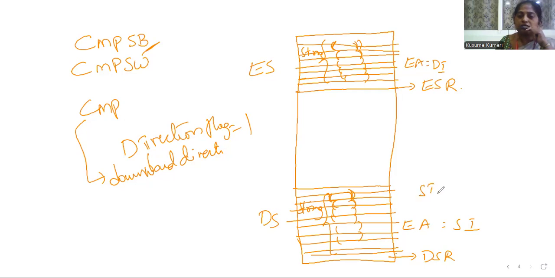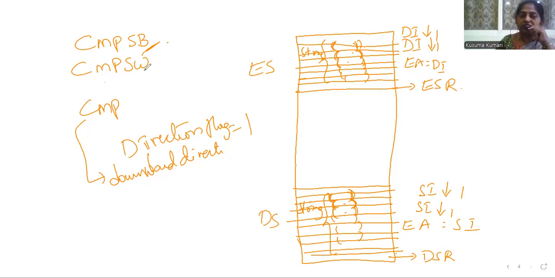That means first this byte is identified and this byte is identified and both are compared. Then the source index is decremented by 1, and the destination index is decremented by 1. Now the second memory location is identified, and this byte is compared with this byte. Again, the source index is automatically decremented by 1, and the destination index contents are automatically decremented by 1. Now the third byte is compared with this third byte. So that is compare string byte.